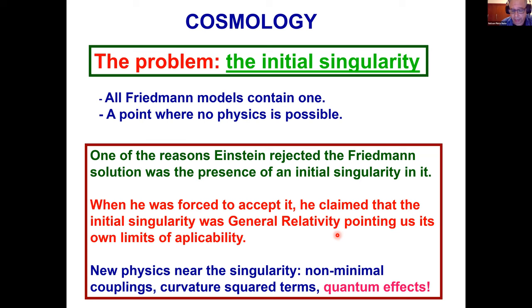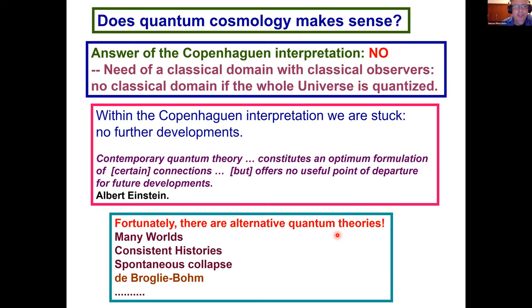Okay? Now, there is a conceptual problem: if you apply quantum theory to the whole universe, there is a problem. Does quantum cosmology make sense? So if you stay strictly with the Copenhagen interpretation, which needs a classical domain with classical observers and classical apparatus to give sense to the quantum measurement, then it's impossible, because if you quantize the whole universe, there is no classical domain outside the whole universe if it is quantized. Okay, so if you stay strictly with the Copenhagen interpretation, you have a very deep conceptual problem.